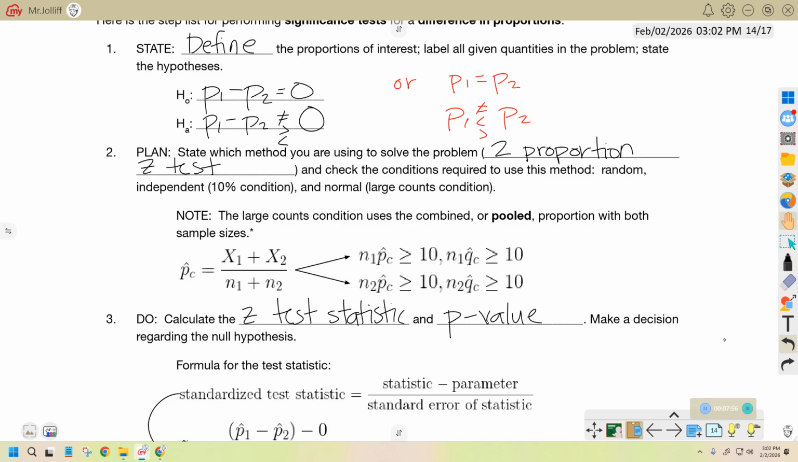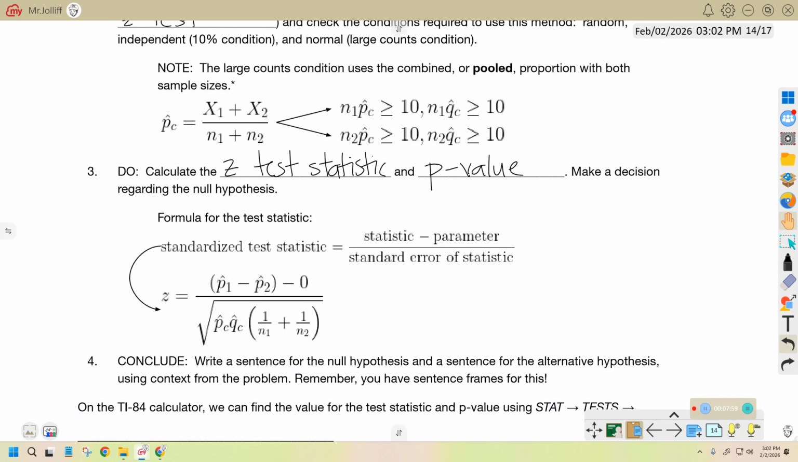To calculate the test statistic, the formula on your equation sheet for test day will say standardized test statistic equals statistic minus parameter over standard error. That's where the standard error comes in. Our test statistic is p1 minus p2 for the samples, because that's the proportion we're testing. So p hat 1 minus p hat 2. This should be population p1 minus p2. Why does it say 0?